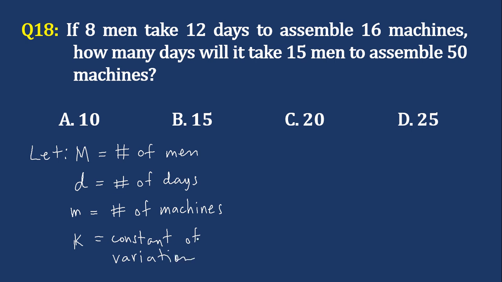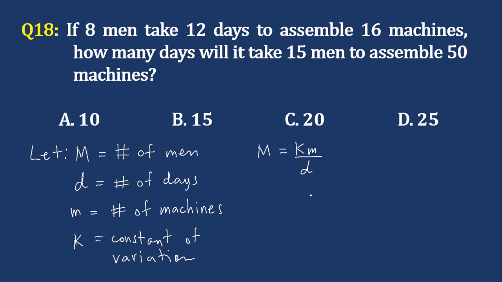Alright. So what equation can we have now? Take note again, there is an inverse relationship between the number of men and the number of days, but there is a direct variation type of relationship between the number of men and the number of machines assembled. So our equation will be capital M equals k times the number of machines assembled, denoted by small m, and then the entire thing over the number of days.